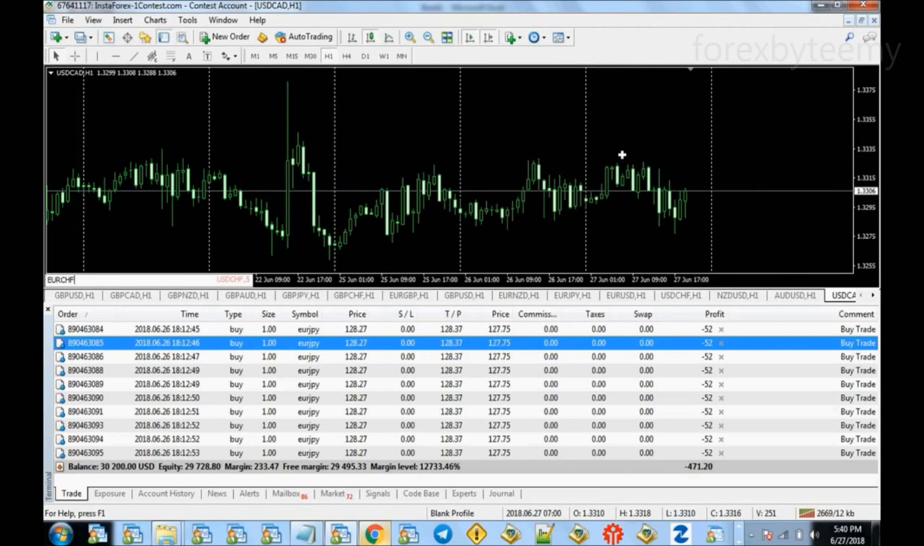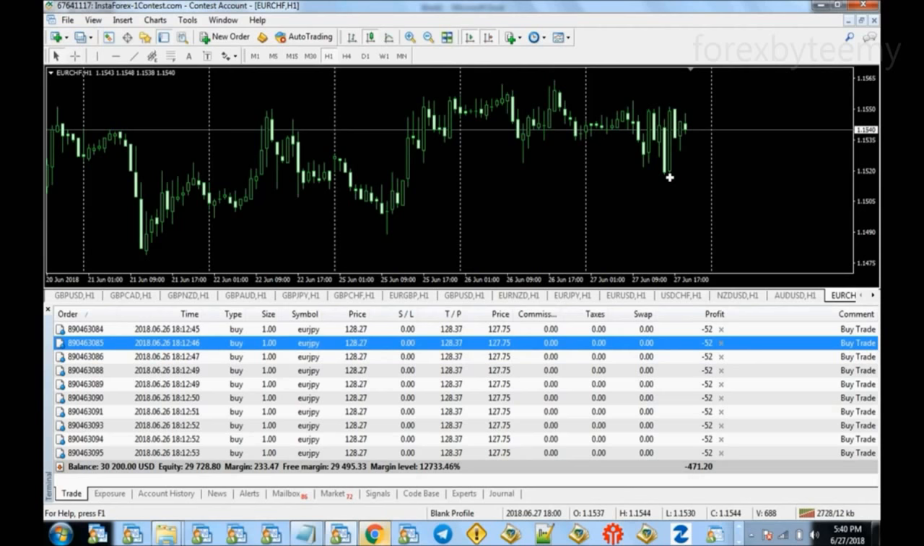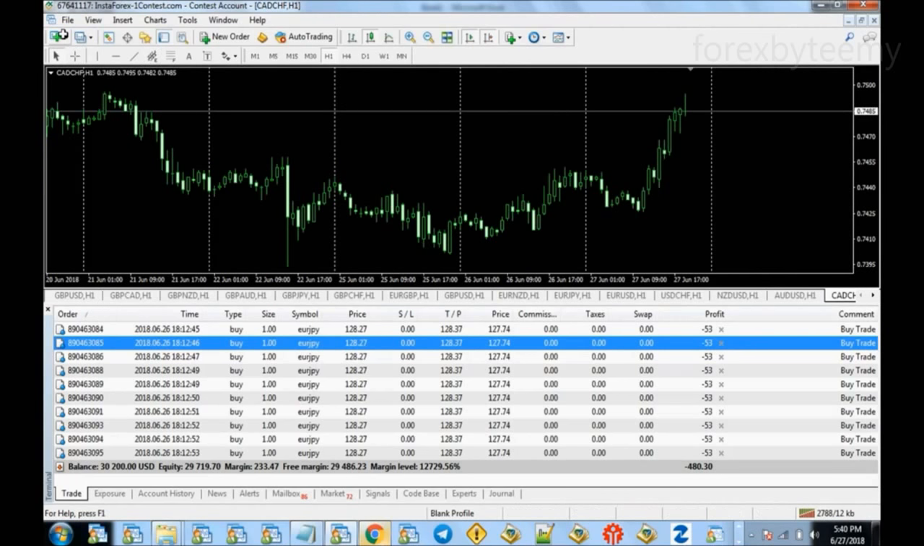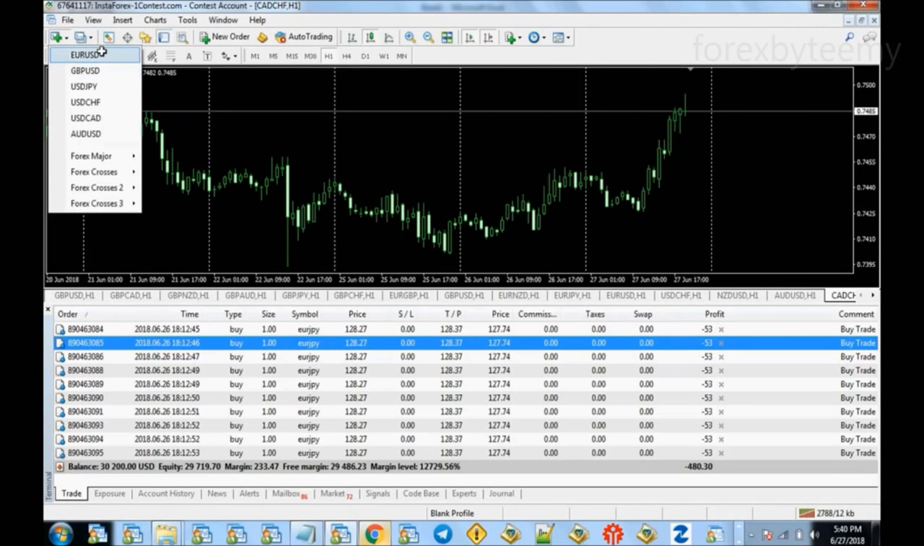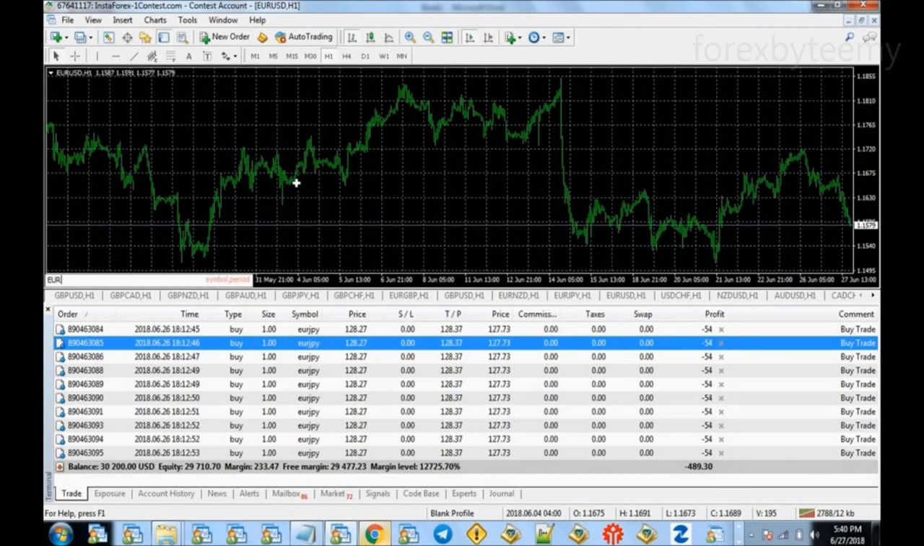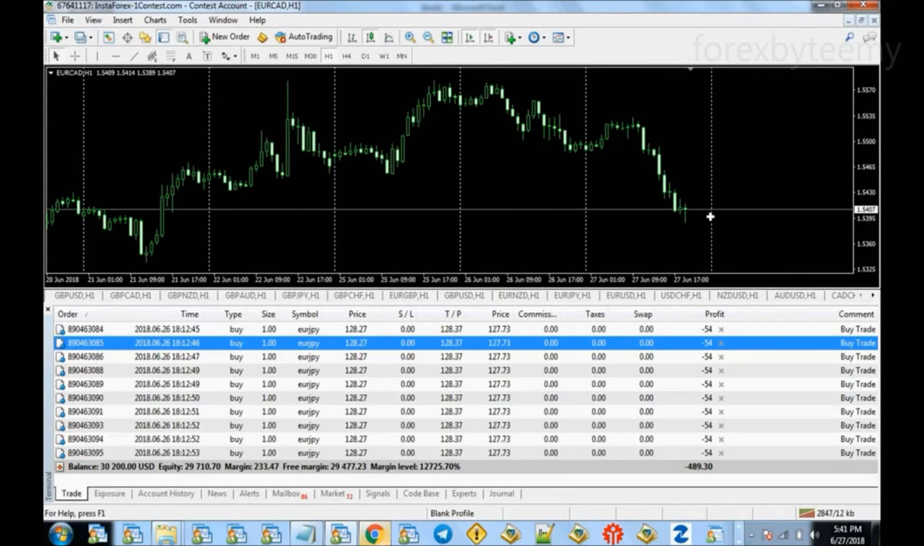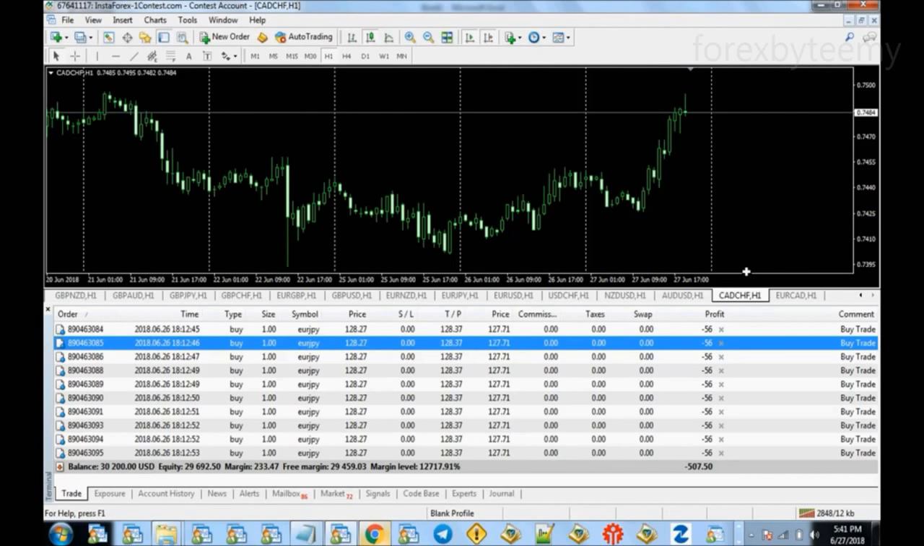Okay, today. All right, so I will show you CAD CHF, and Euro CAD. Now take a look at one coming all the way down, and this one going all the way up. Remember, we are still trying to see which is stronger. Over here we are saying that the Canadian dollar is the one showing strength, because it's the base currency showing strength all the way up. Canadian dollar is the one showing strength all the way down.